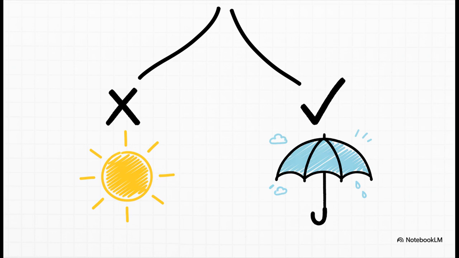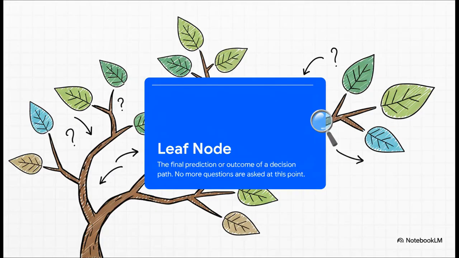Eventually, after you follow a path, you get to the end. There are no more questions to ask. You've reached a final conclusion. You either take the umbrella or you leave it at home. And those final outcomes? We call them leaf nodes. Makes perfect sense, right? They're at the very end of a branch. A leaf node is the final prediction, the answer the algorithm has landed on. Once you're there, the journey's over.